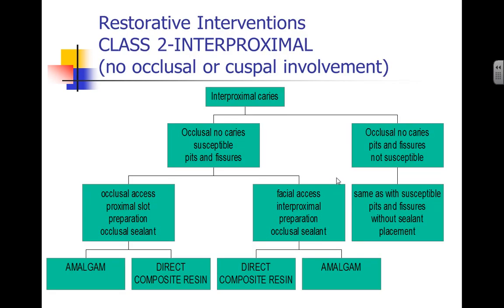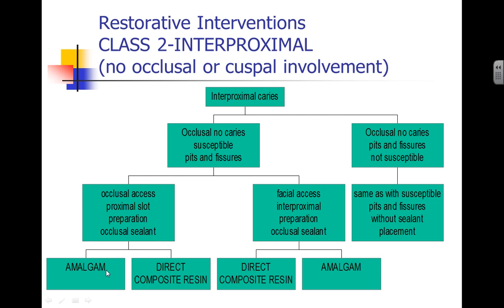So let's take a look at interventions for Class II interproximal caries, where we see no occlusal caries and no cuspal involvement, but rather we're restoring this tooth because we see radiographically the presence of interproximal caries, or clinically we see a cavitation on the interproximal surface. We can break this lesion really into two distinct entities. One where there's absolutely no caries on the occlusal, but the pits and fissures are susceptible. When we see susceptible pits and fissures, we're going to do an occlusal access as a proximal slot with an occlusal sealant.